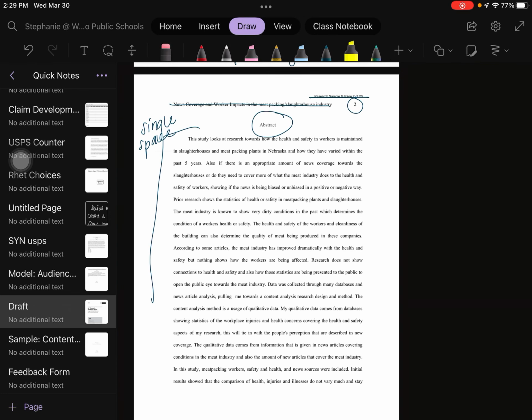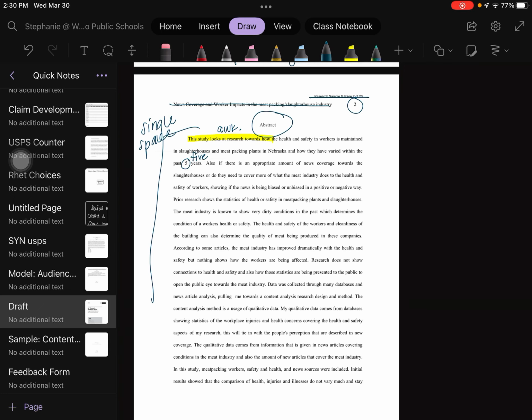Right off the bat, this is kind of an awkward wording at the beginning where they say a study looks at research towards. Grammatically, that's a little bit confusing, so I might just put an AWK for awkward wording so someone knows that they have to go ahead and fix that part. And then the next thing I noticed in this sentence is instead of having the numeric 5, it should actually be written out as five.